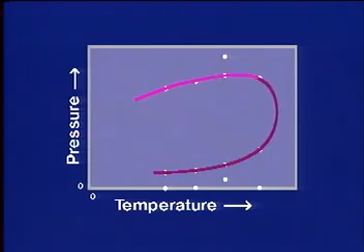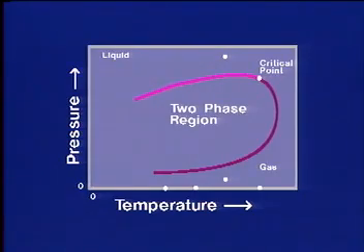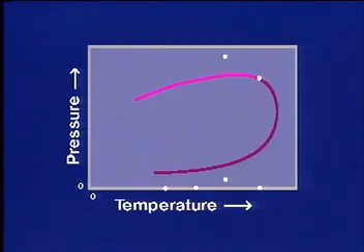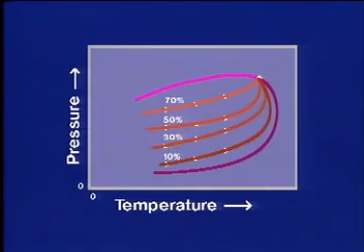We can now join these points, obtaining the bubble point and the dew point lines. The curves join at the critical point. Between the curves, we have the 2-phase region. Above it, only liquid. Below it, only gas. Within the 2-phase region, we can join points of equal percent liquid.